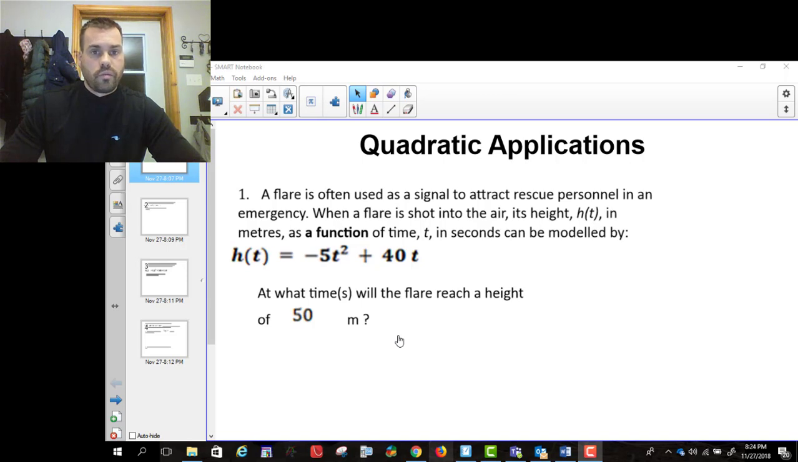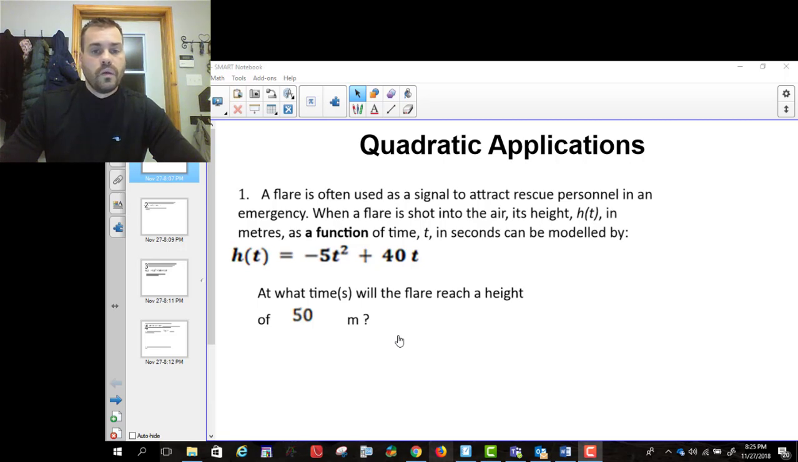One of the main ones is projectile motion. When something is being thrown or being shot into the air, they all are modeled by quadratic functions, and so you can use quadratic functions to model real-life situations and then figure out things like what's the maximum height of your bullet or your basketball or your football or your soccer ball or whatever you happen to be kicking or throwing. In this situation in front of us, it's a flare. We can figure things out like how high is it going to go, when is it going to reach a certain height, those kind of things.